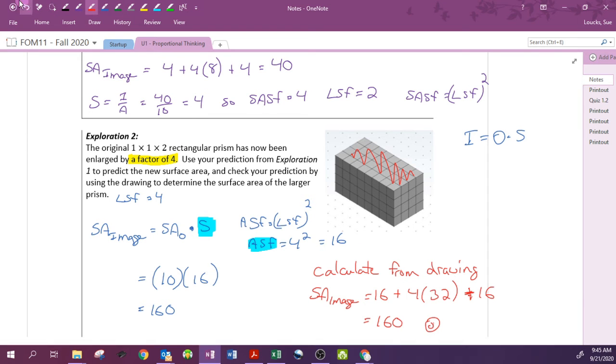Oh, that was a terrible happy face. So I'm happy. I got the same result both ways.